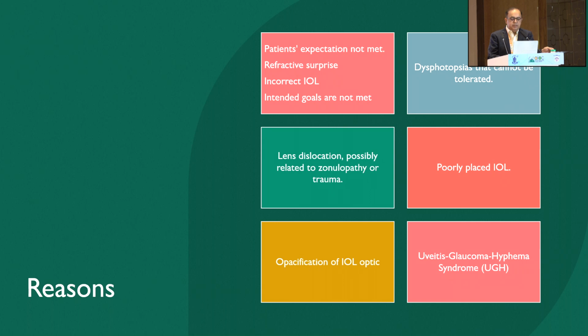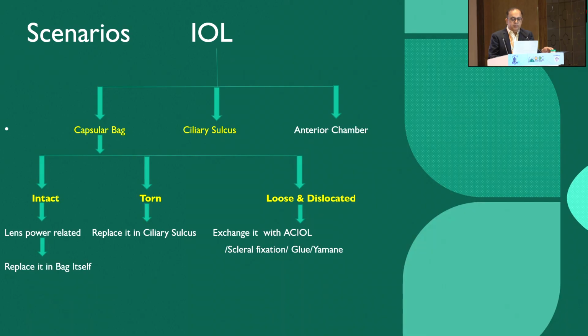Then the patient may experience a mechanical issue where the lens dislocates, possibly related to zonulopathy or trauma. Often, during the primary surgery, there might be anterior or posterior capsular rupture that may lead to IOL tilt or a grossly decentered IOL. Other less common causes are opacification of the IOL optic and UGH syndrome. Once we have established the need for lens exchange, there are multiple scenarios to consider. There are basically three places where we can put a lens: in the bag, in the sulcus, or in the anterior chamber.